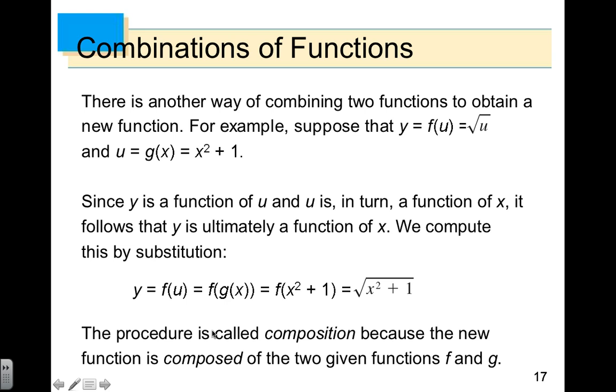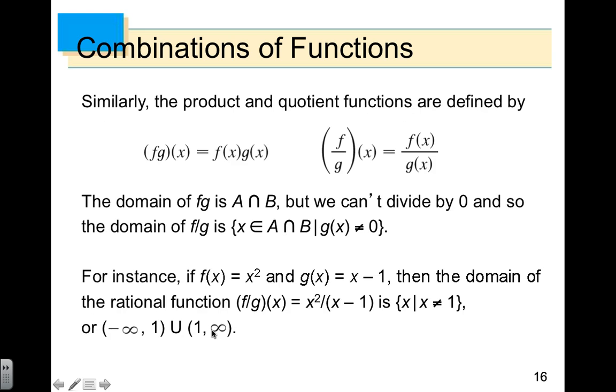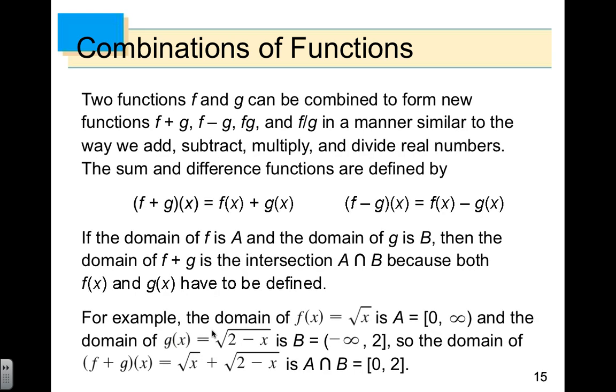For example, if the domain, oh sorry, I got ahead of myself. If f of x is the square root of x, the domain A is from 0 to positive infinity, and the domain of g of x equals 2 minus x is negative infinity to 2, then the domain of f plus g of x is going to be the intersection. So it's only going to be between 0 and 2.